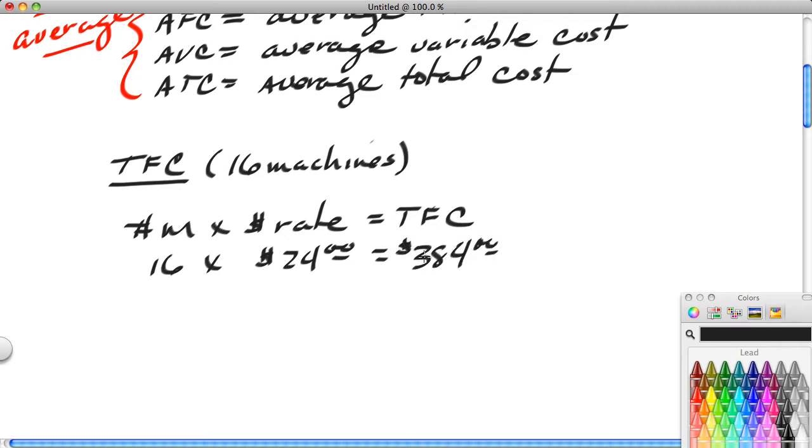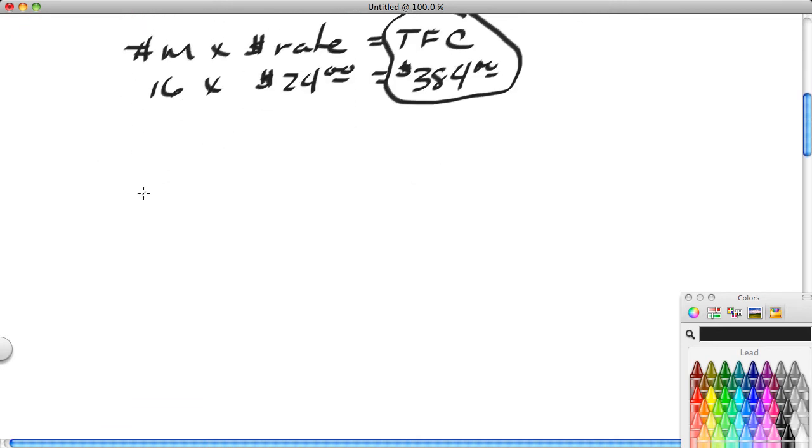Notice that will not change whether we produce 8 units, 22 units, 32 units, 40 units, 45 units, or 47 units. The total fixed cost will remain fixed. It's fixed for a reason. Okay, let's go down to total variable cost.